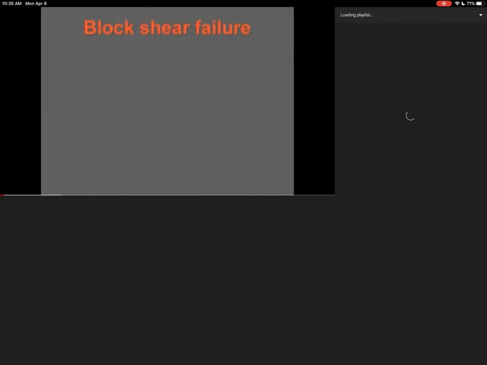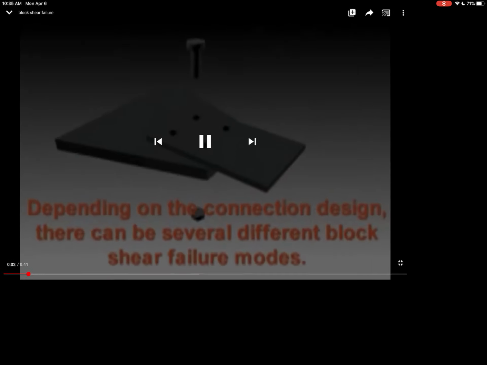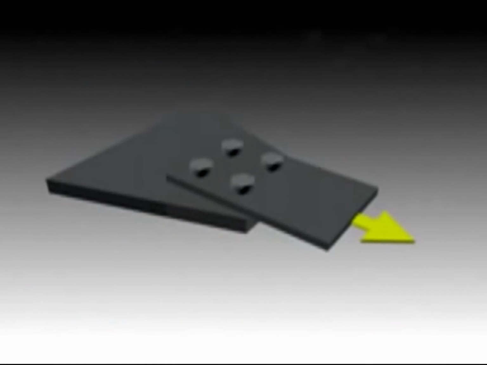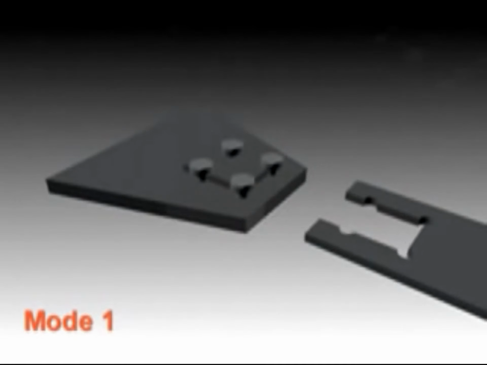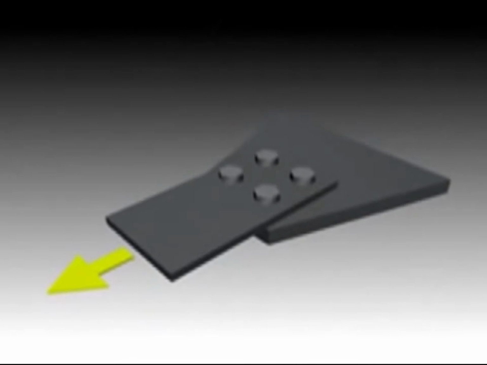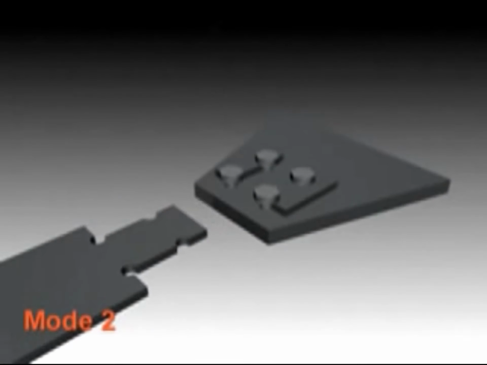Let's see, block shear. All right, this is just a visual of what's happening with block shear. You pull on that, and boom, big ol'. That's the second case that I showed you on the previous page. Just going to show you where the inside rips out.